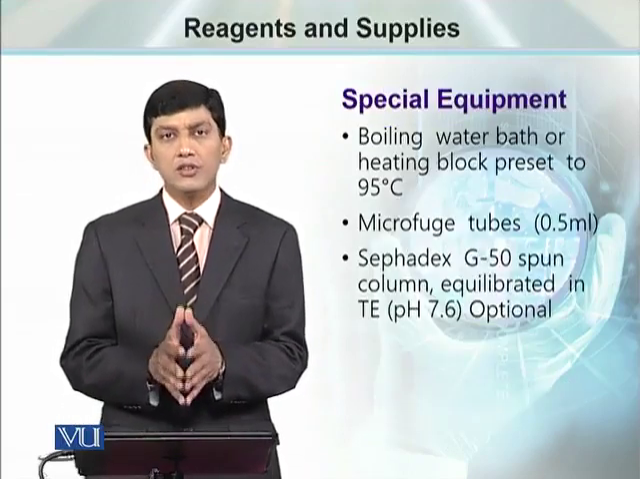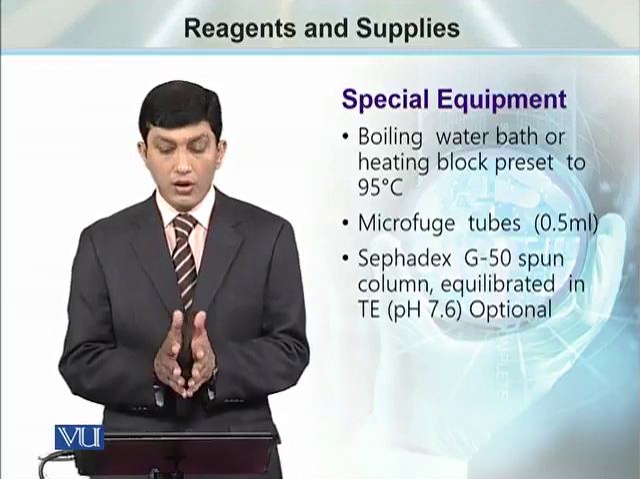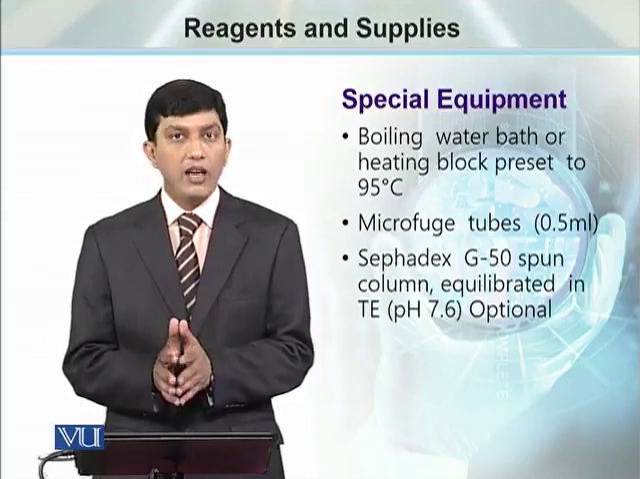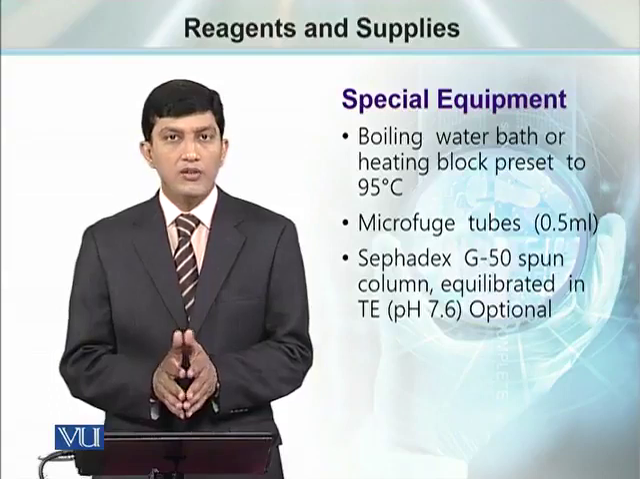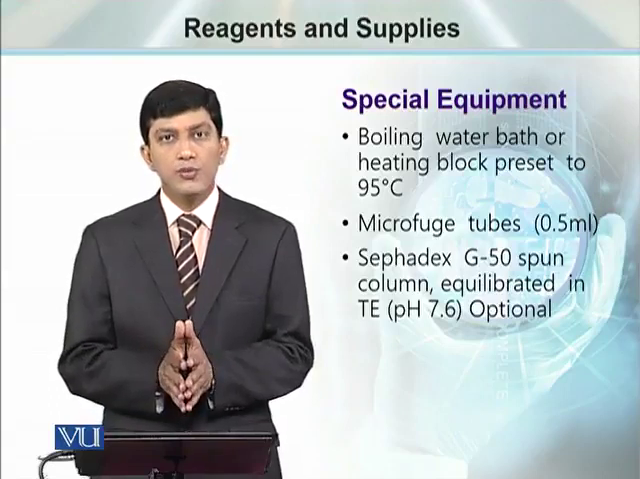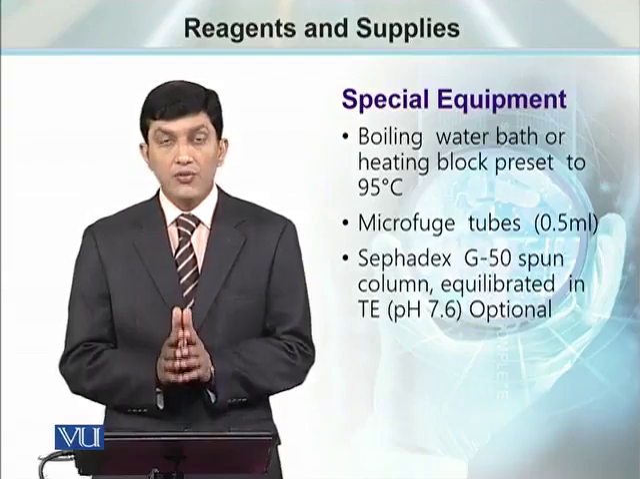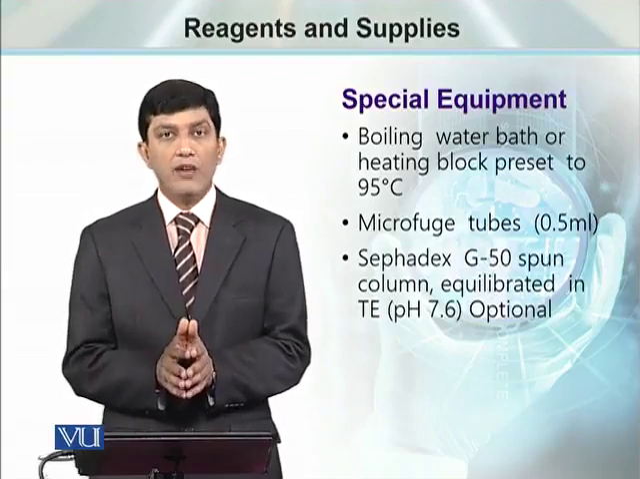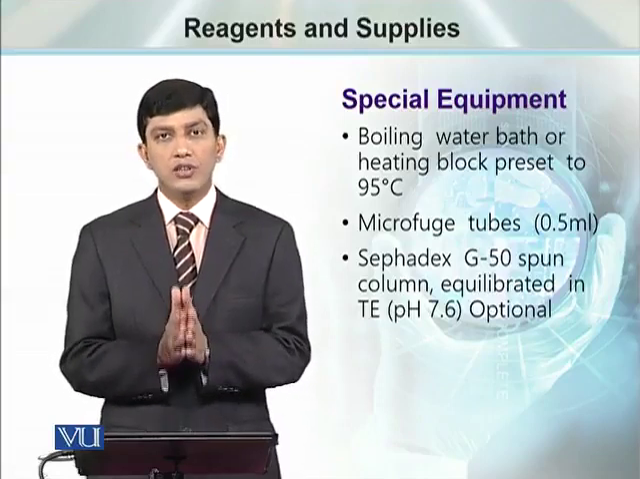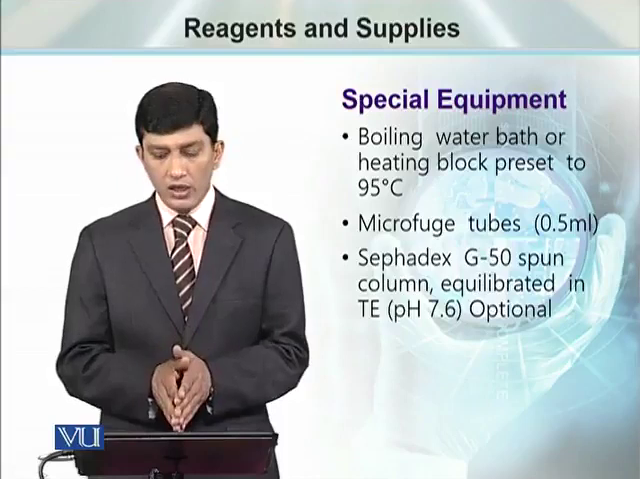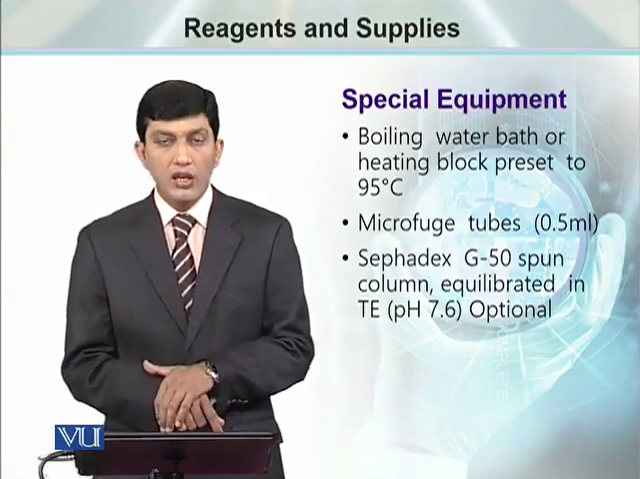Then for some incubation periods, we need a boiling water bath or a heating block at 95 degrees centigrade, whichever is available can be used. Then we need some plastic tube, the microfuge tubes, 0.5 milliliter, and Sephadex columns. If we have to purify the probe from unused radioactively labeled probe, then we need these Sephadex columns which should be equilibrated with TE buffer.